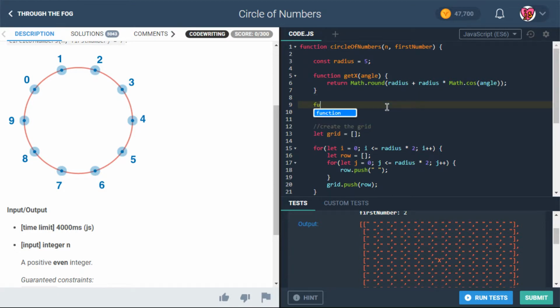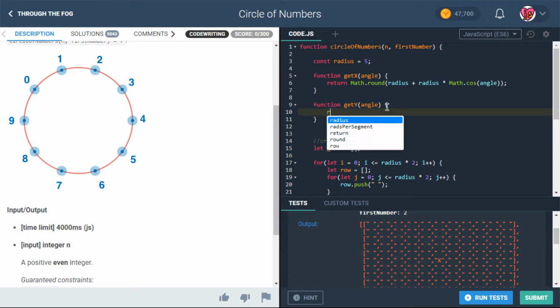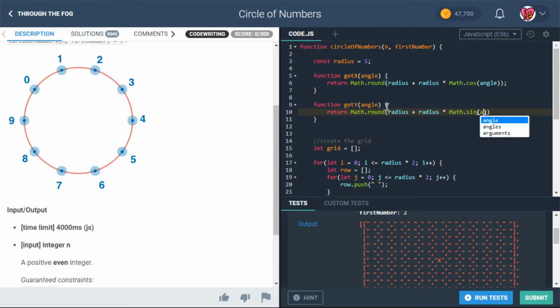Great. Okay, so let's write another function. It's going to be called get y, and it's also going to take angle as an input, and it's going to do something very similar to the last one. We already talked about why we need to add the radius on, but if you have any questions, let me know. And we're going to multiply that this time by math.sine of angle.